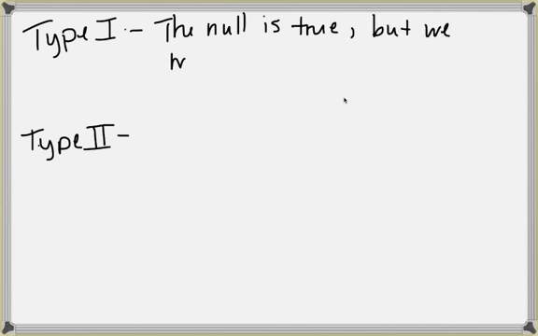So, these two types of errors, to describe them: the type 1 error occurs when the null hypothesis is true, but we mistakenly reject it. So the null hypothesis was actually true, but through our testing, we decided to reject it.